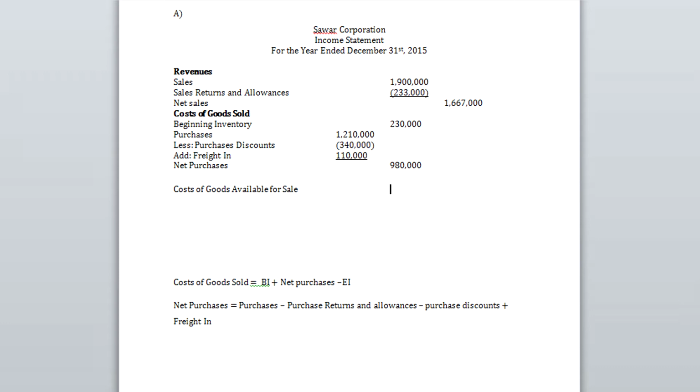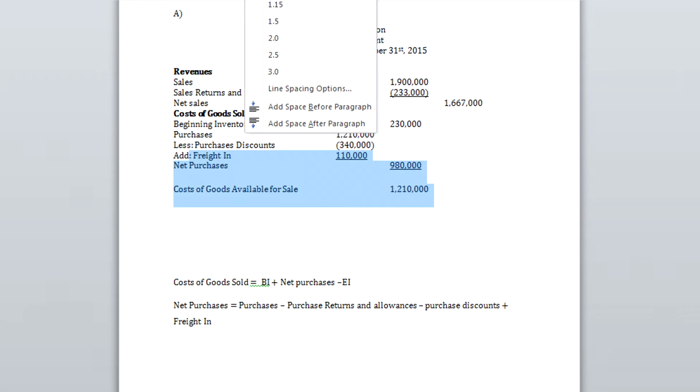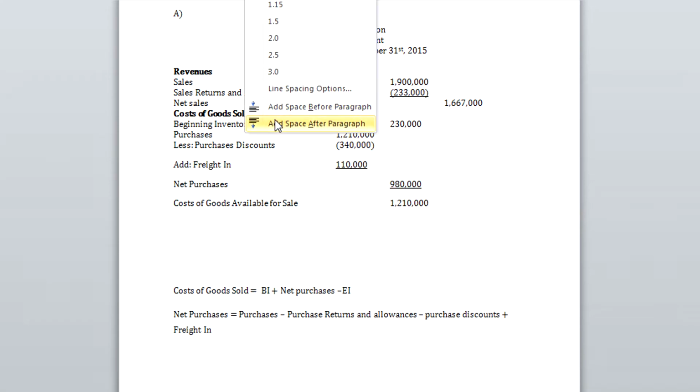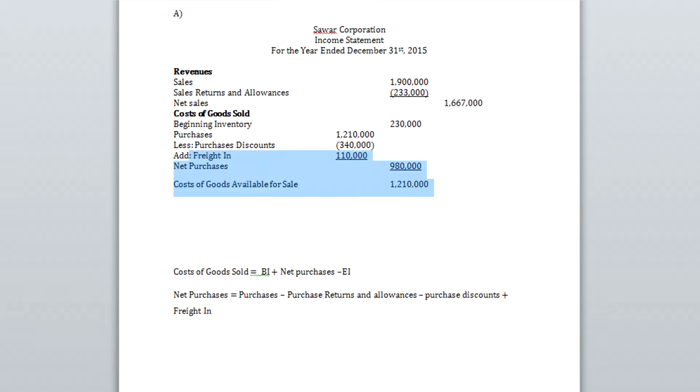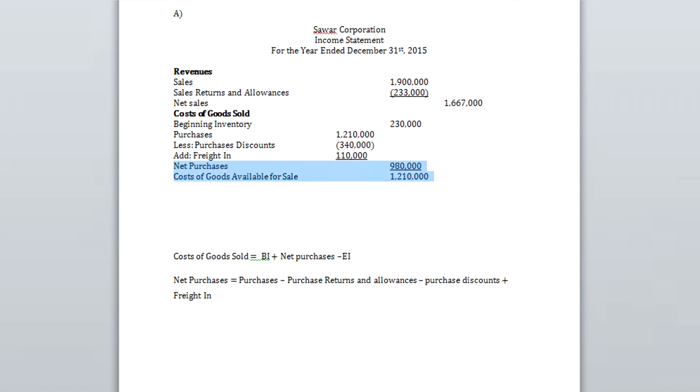Okay? It's just something you're going to have to memorize because we always record it next after we calculate net purchases. So we're just going to take beginning inventory and add net purchases. It's going to give us our cost of goods available for sale of $1,210,000. Okay, and again, I have to change the format in. This is going to be annoying throughout this whole thing. Oh, it's giving me a hard time right here. There we go.